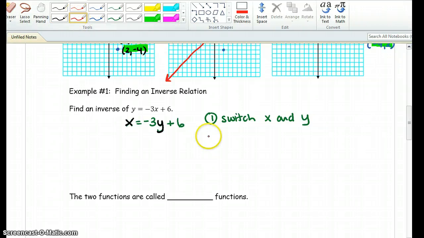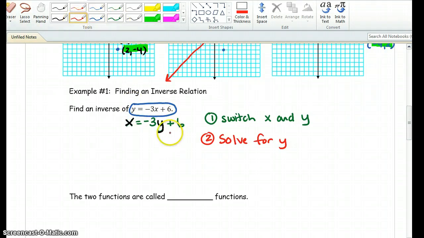And then the second step is solve for y. Since the equation here is in y form, we want to see it again in y form. So what we would do is solve for y. We're going to subtract 6 on both sides. We end up getting x minus 6 equals -3y, divided by -3.